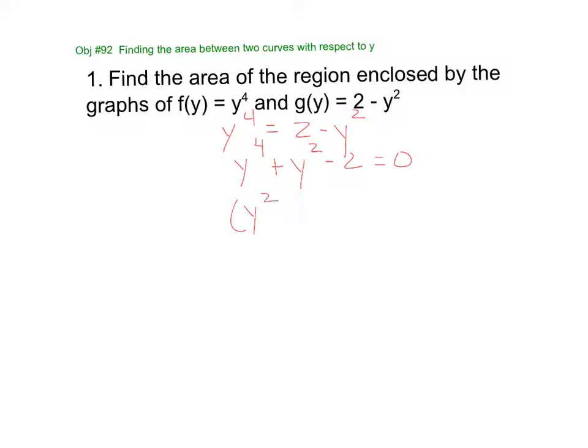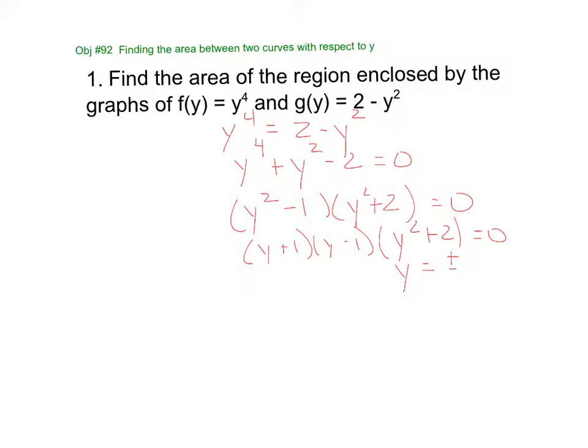That's y squared plus 2 times y squared minus 1. Y squared minus 1 is y plus 1, y minus 1, and then y squared plus 2 does not factor. So we get plus or minus 1. That means my integral is going to be from -1 to 1. Now we have to figure out which one's on the right, which one's on the left.